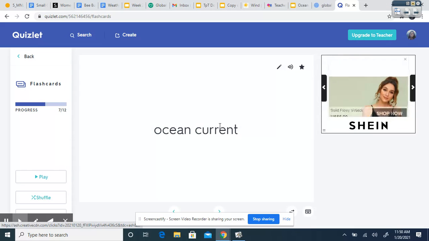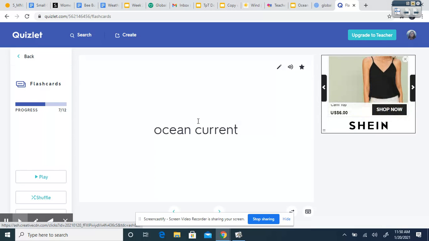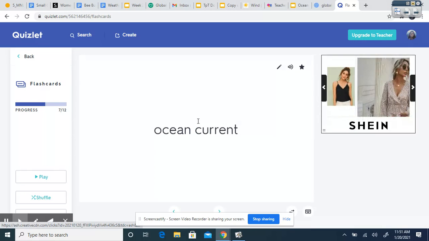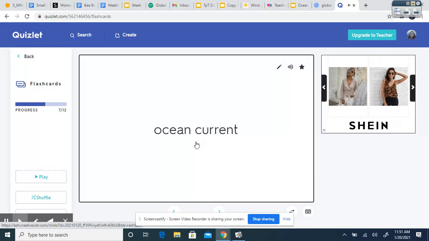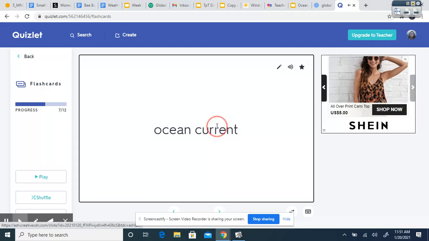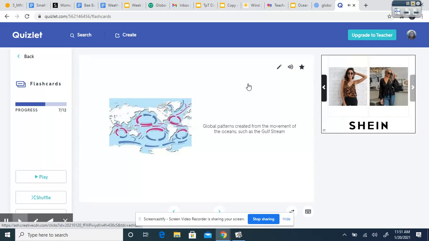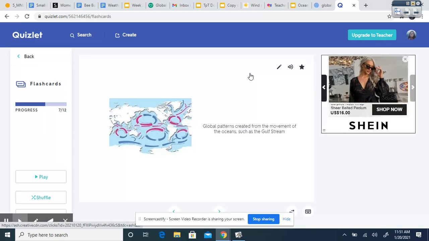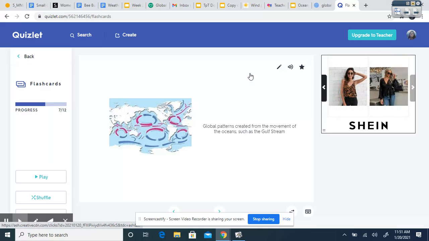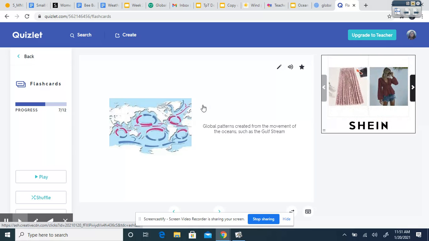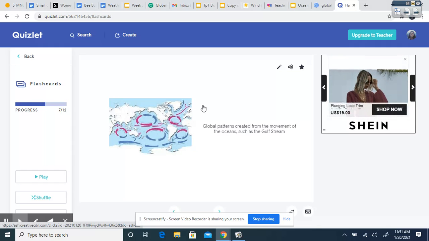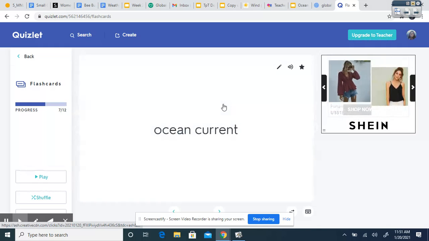Next, we have ocean currents. So we had three different types of ocean currents that we were talking about. Ocean current. So these are global patterns created from the movement of the ocean, such as the Gulf Stream. So the example is the Gulf Stream, but Gulf Stream, El Nino, and La Nina are all ocean currents.